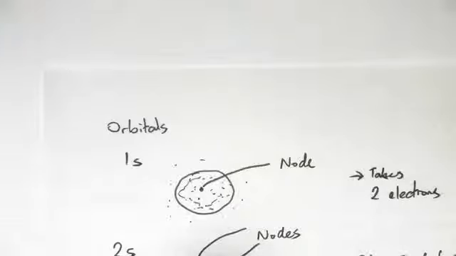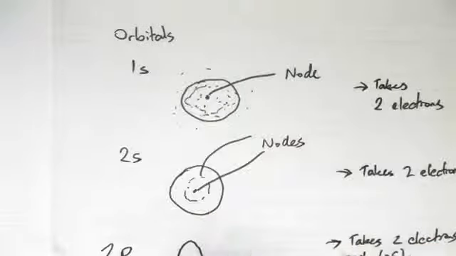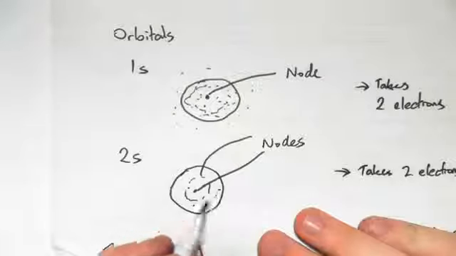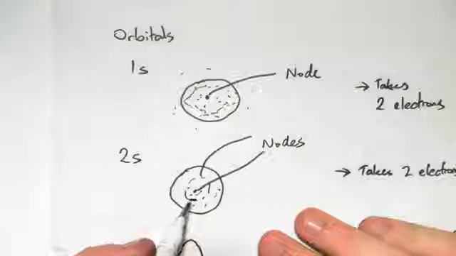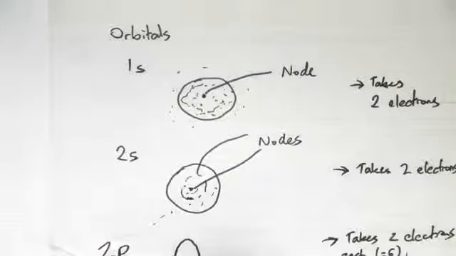The 2s orbital is a very similar thing. It takes 2 electrons. It has a circular node inside. So electrons can be in here, they can be in here, but they can't be on this line, and they can't be in the nucleus, but they can be out here as well. So it has a circular node. That's the only difference from the 1s. It's a bit bigger as well, but it also takes two electrons.